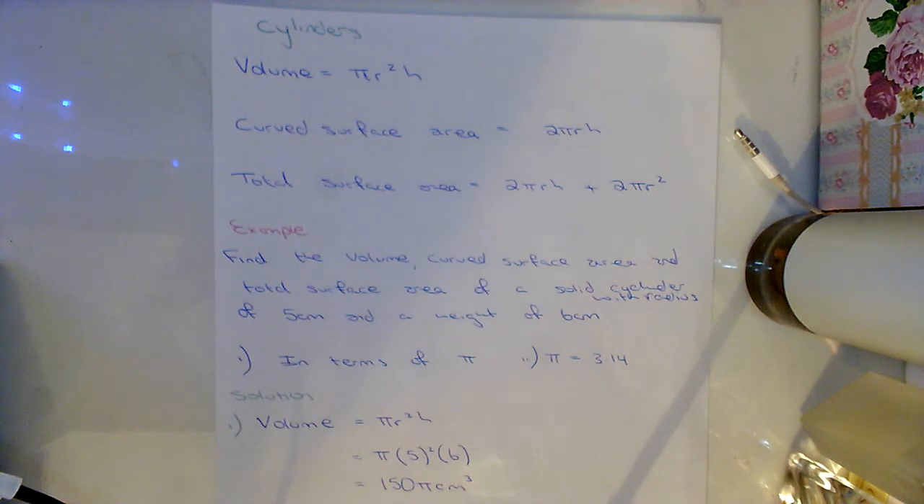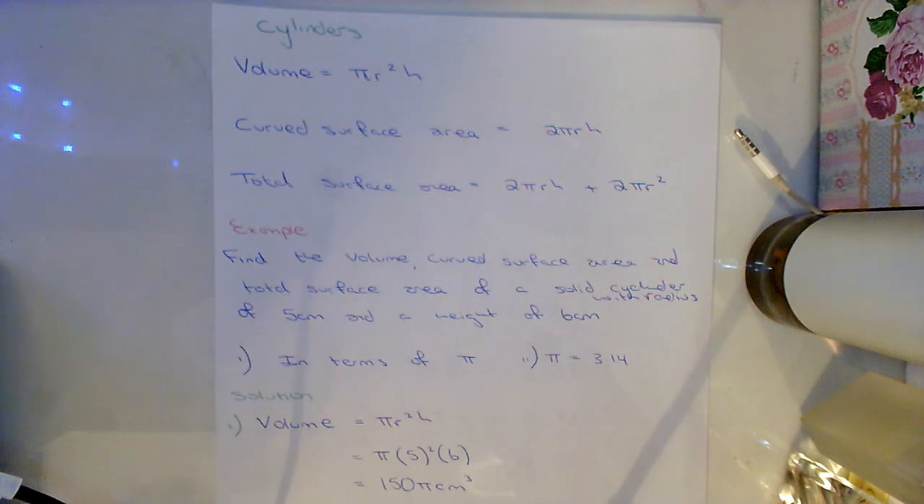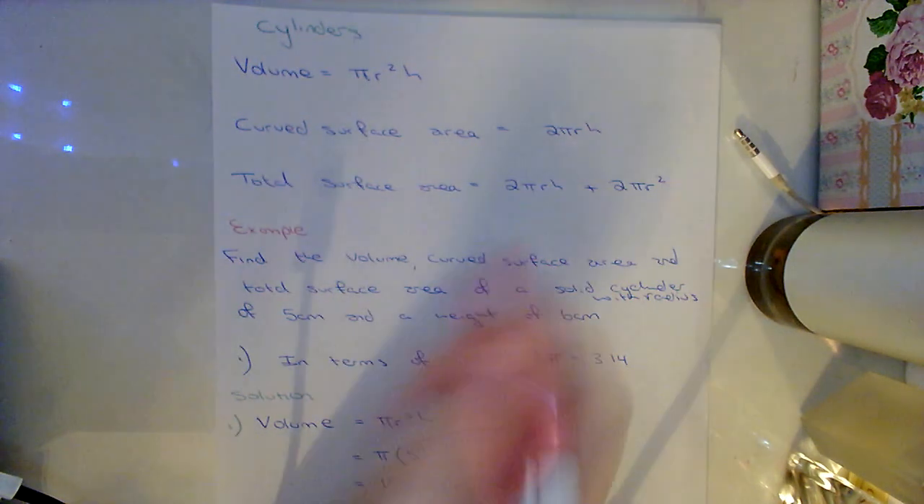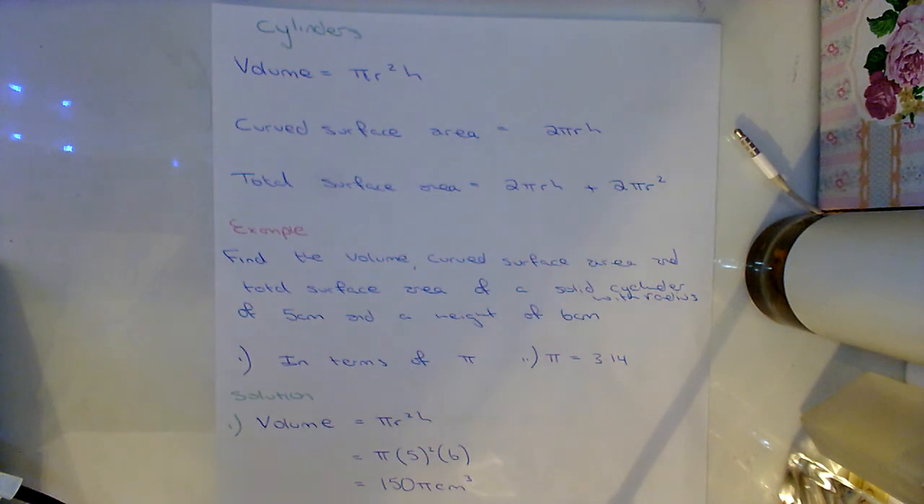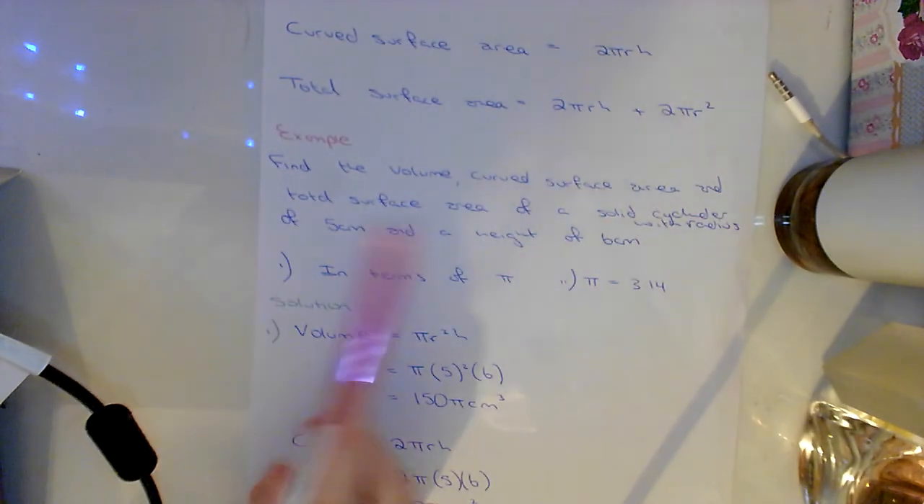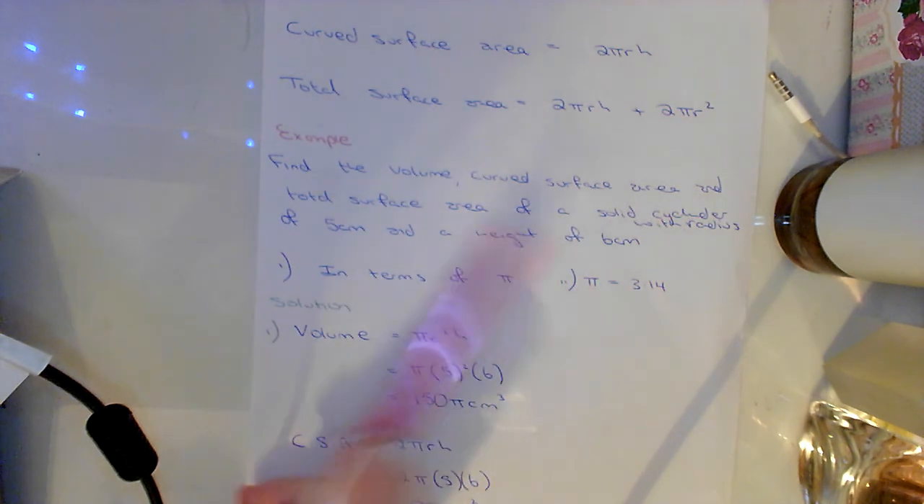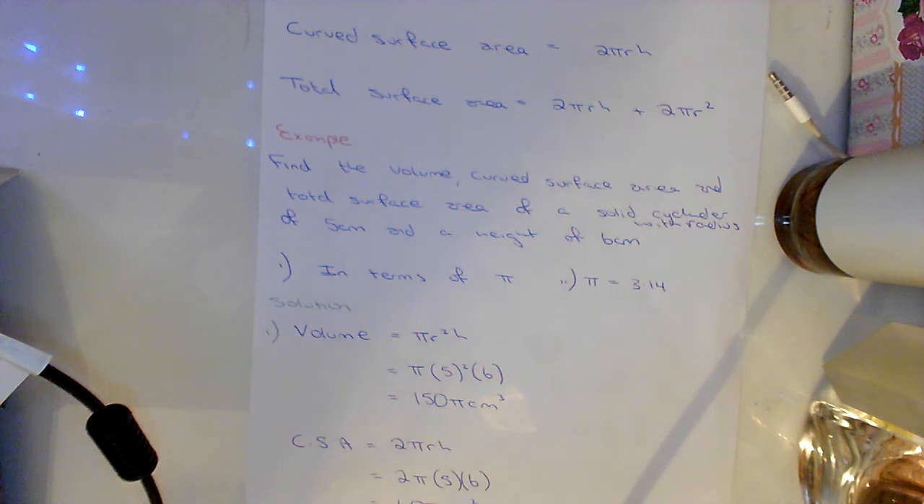Okay, I have an example here. I'm asked to find the volume, curved surface area and total surface area of a solid cylinder with a radius of 5 centimeters and a height of 6 centimeters, in terms of pi, and then with pi equal to 3.14. Volume is equal to pi r squared h. So this is in terms of pi, so I have pi bracket 5 squared, bracket my height was 6, and I get my answer to be 150 pi centimeters cubed. My curved surface area is 2 pi r h, so I have 2 pi, my radius is 5 and my height is 6, and that answer there is 60 pi centimeters squared.